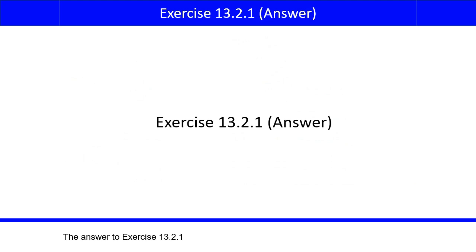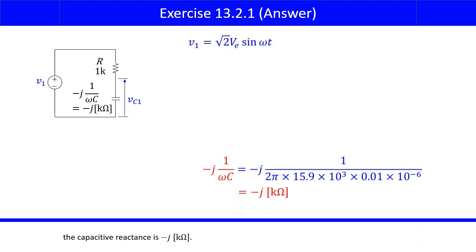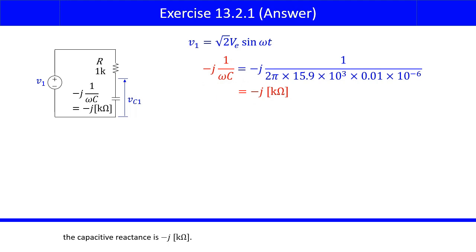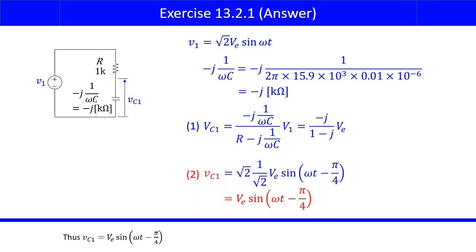The answer to exercise 13.2.1. When the source voltage is V1, then the capacitive reactance is found to be negative j kilo ohms. Vc1 is calculated as negative j over 1 minus j times Ve. Thus lowercase vc1 is obtained as Ve sine omega t minus pi over 4.